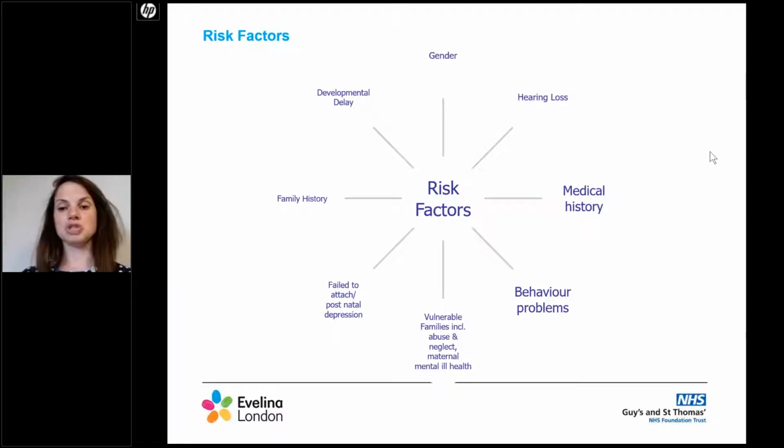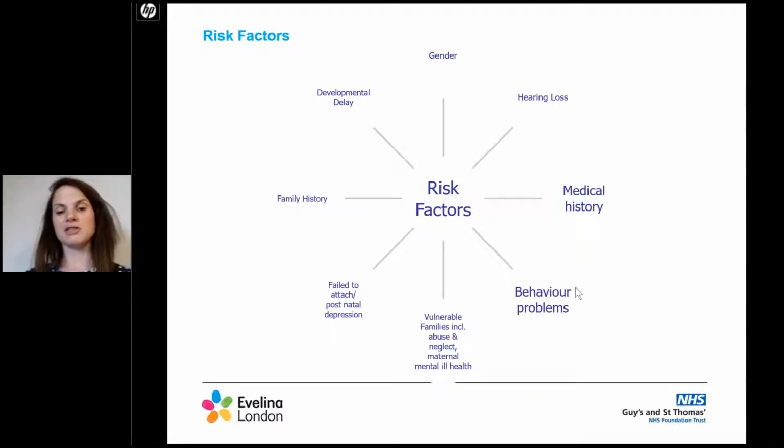So these are some general risk factors for speech and language difficulties. Some of them I've just touched on already in the previous slide, but I'll just go through the ones that I haven't really mentioned yet. At the top of this diagram here, we have gender as a possible risk factor, and that's because we know that boys are more likely to have speech and language difficulties compared to girls.